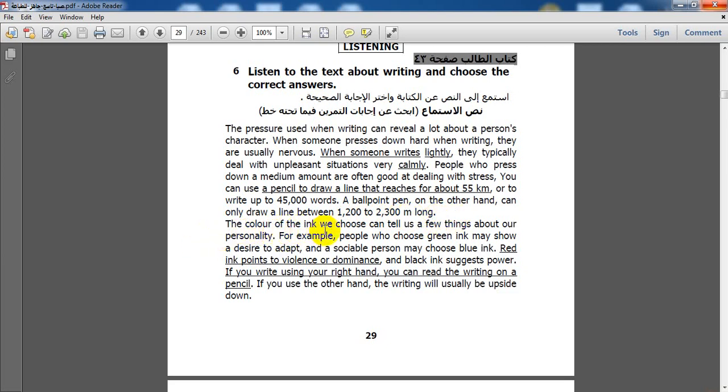The color of the ink we choose can tell us a few things about our personality. For example, people who choose green ink may show a desire to adapt, and a sociable person may choose blue ink. Red ink points to violence or dominance, and black ink suggests power. If you write using your right hand, you can read the writing on a pencil. If you use the other hand, the writing will usually be upside down.